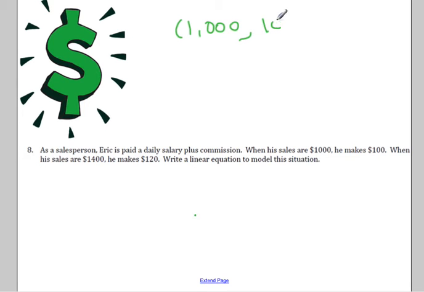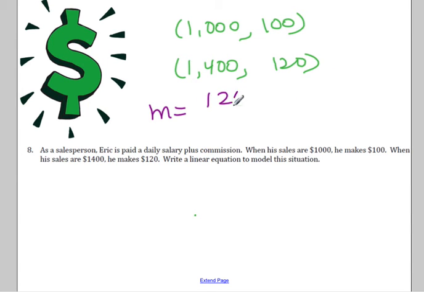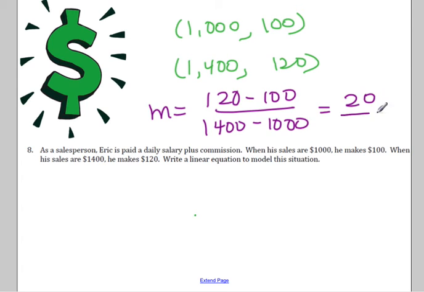$1,000 gives him a commission of $100. Okay, and when his sales are $1,400, his commission is $120. So what I need to do is figure out, well, what is his rate of commission? So we're going to find the slope. So my slope is equal to my y, so 120 minus 100 over 1,400 minus 1,000. This gives me 20 over 400. Okay, the zeros cancel, so I have 2 over 40, which reduces to 1 over 20.